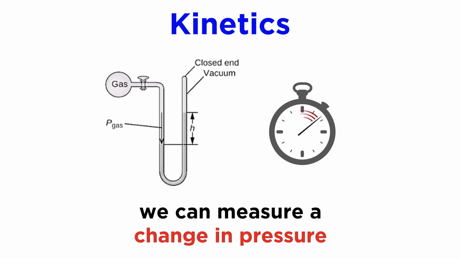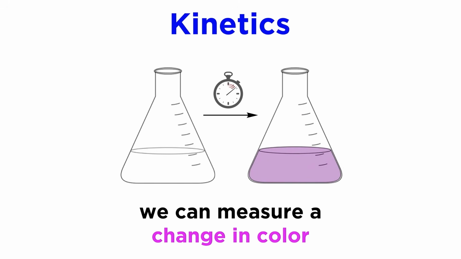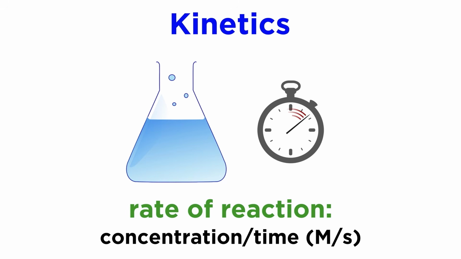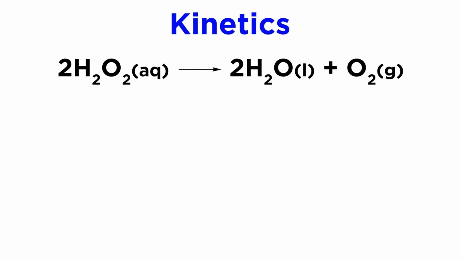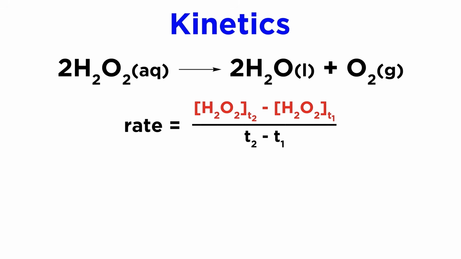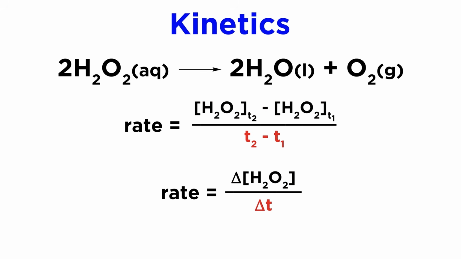Sometimes this is easy to measure, like if a product of a reaction in liquid solution is a gas, and we measure the changing pressure that the gas exerts. If a colorless solution generates a colored product, we can measure the change in color by measuring light absorption. But whatever the method may be, rates of reaction are always expressed the same way, and that is change in concentration over time. For this decomposition of hydrogen peroxide, we can calculate the final concentration minus the initial concentration, giving us the change in concentration, and divide by time 2 minus time 1, which is the change in time, to get this expression. This is the rate expression.